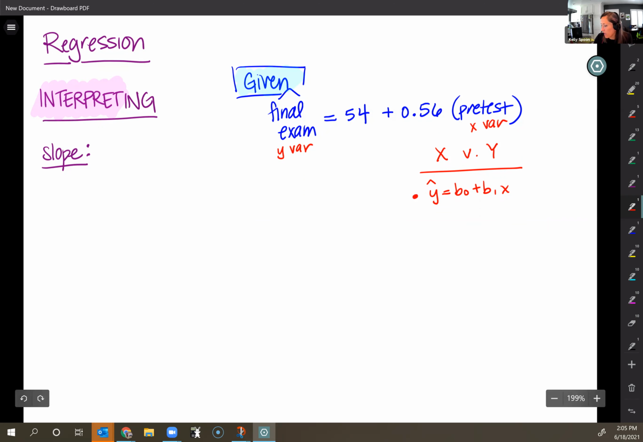So the other way: at some point, I'm probably going to tell you what the goal was. If I say we're trying to predict final exam score, that's me telling you that our final exam is our Y. There's also, of course, the option that I could give you the actual scatter plot, and then you could see your X versus Y variables on that scatter plot.